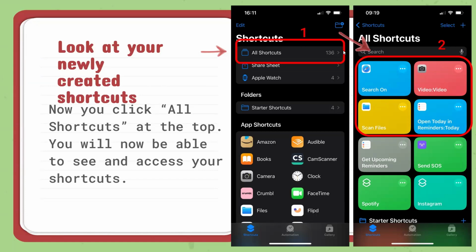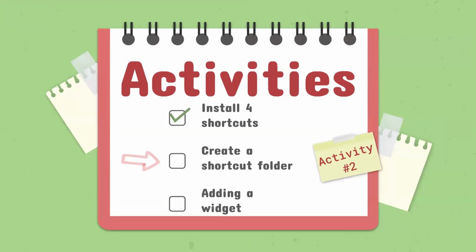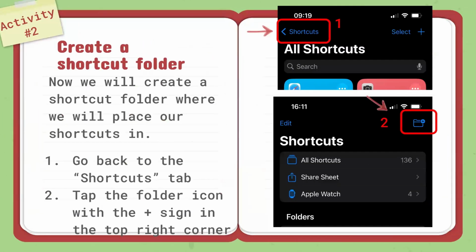But you can see here, this person on their phone has hundreds of shortcuts, right? Which is not very practical because it's going to be really hard to find the specific one you're looking for. And so that's the next key activity we're going to talk about: creating a shortcut folder to be able to better organize the shortcuts within your iPhone.